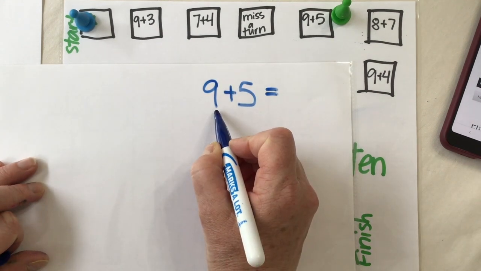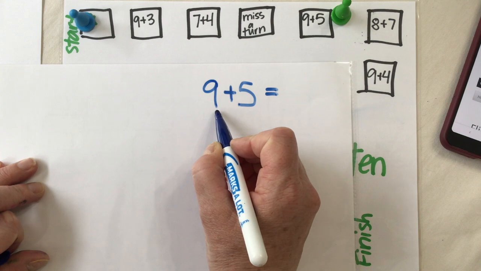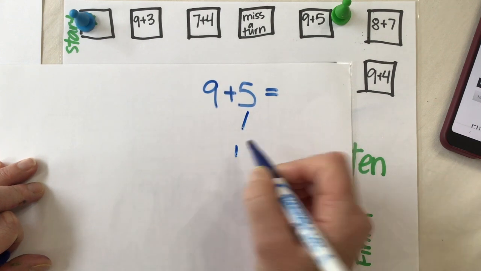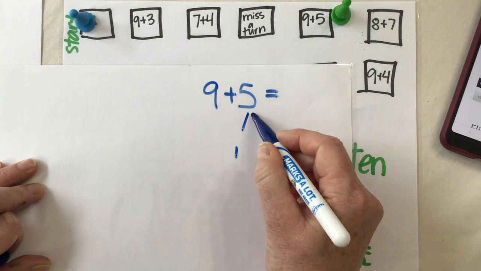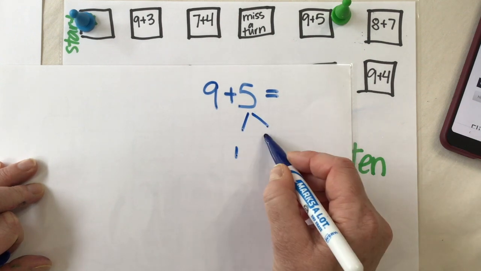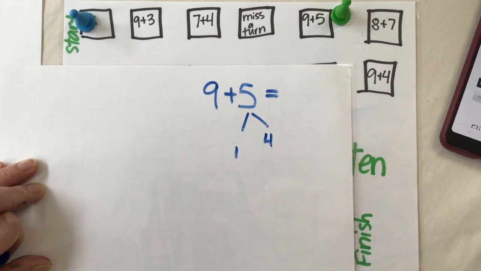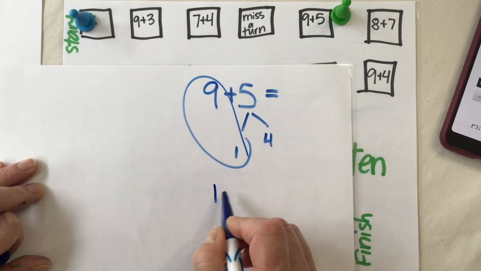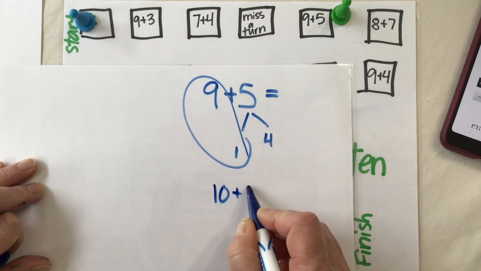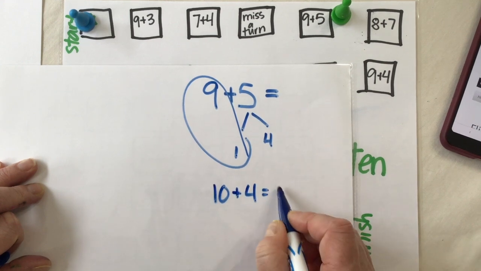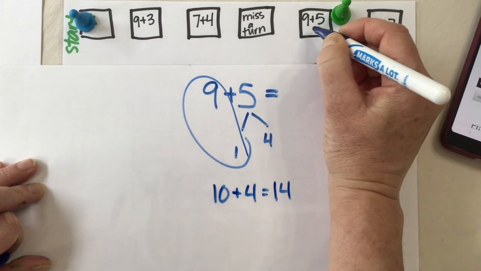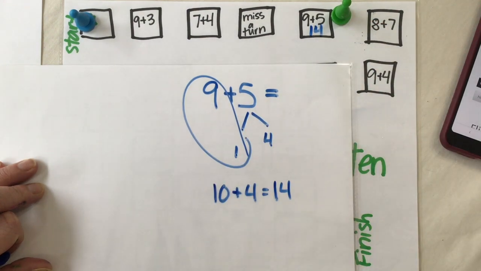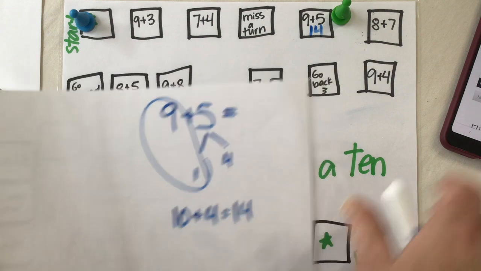What does 9 need to make a 10? 9 needs 1 to make a 10. That gives me 4 left over here. Circle your 10. Now it's the same as 10 plus 4 equals 14. My answer here is 14, but show your work. You have to show how you made a 10. Okay.